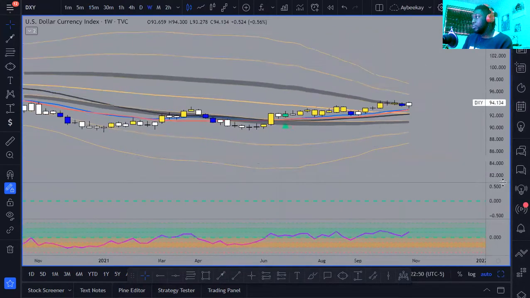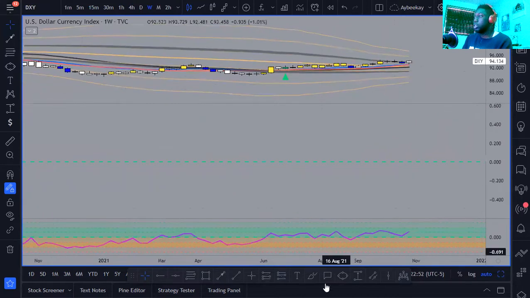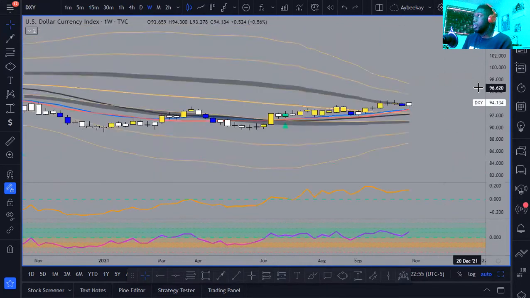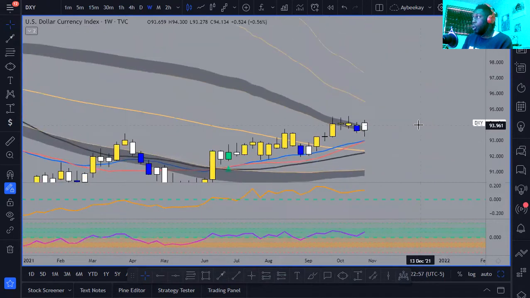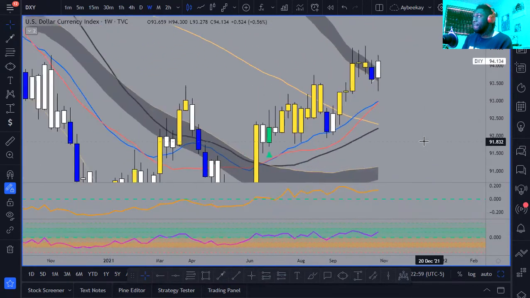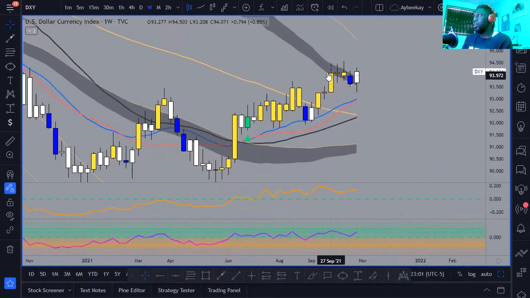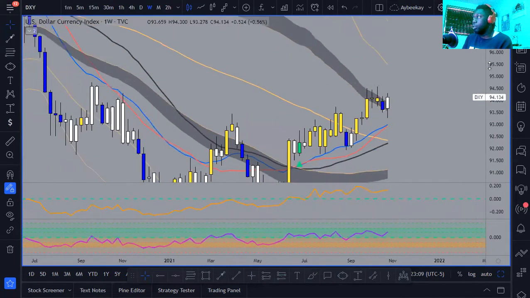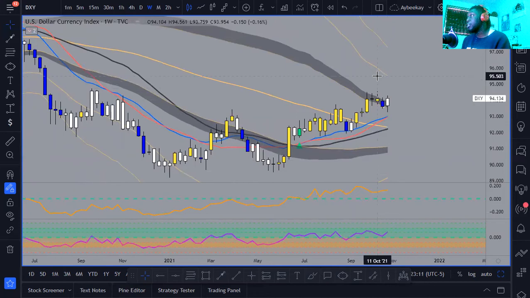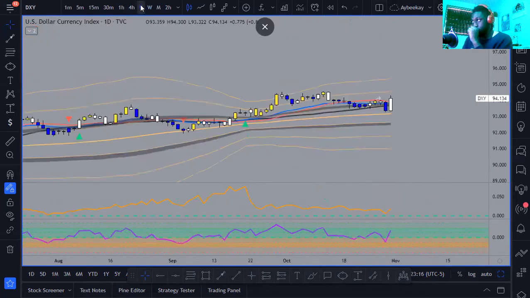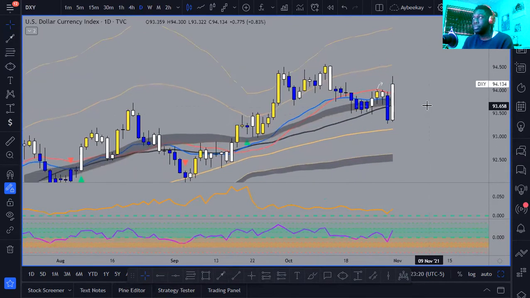Weekly time frame. It's been holding at this upper danger zone, and so it's gone bullish. So I do expect it to keep going to the upside. I wouldn't be surprised if 95.500 got hit within the next 2 to 3 weeks, or even possibly sooner. I won't be surprised at all.